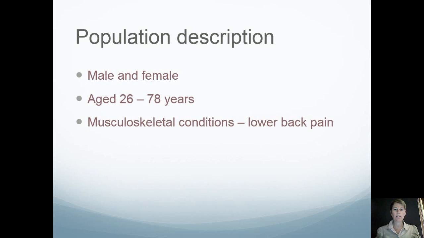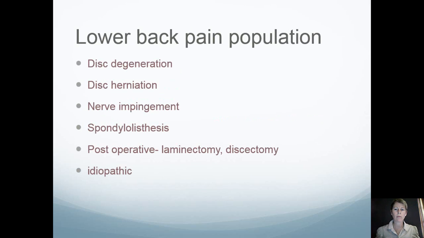The population description were males and females aged 26 to 78 years with musculoskeletal conditions, mostly including knee and hip replacements, knee and shoulder reconstructions, and a high number of lower back pain patients. The lower back pain population included disc degeneration, disc herniation, nerve impingement, spondylolisthesis, post-operative including laminectomies and discectomies, and some patients had idiopathic lower back pain.